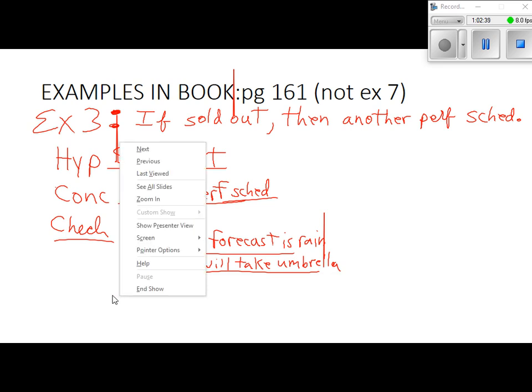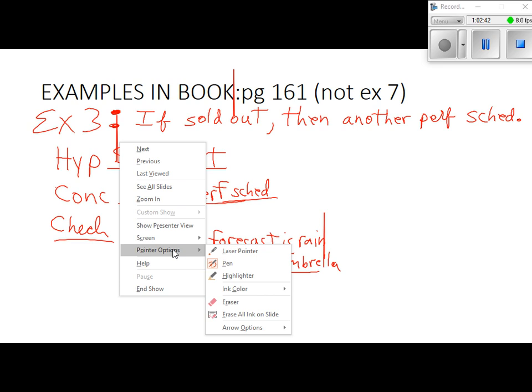Example 4. It says identify the hypothesis and the conclusion for each statement, then write it in if and then form. 4 quarters. Kai, you ready? 4 quarters can be exchanged. Sorry, I'm writing in cursive, I forgot.